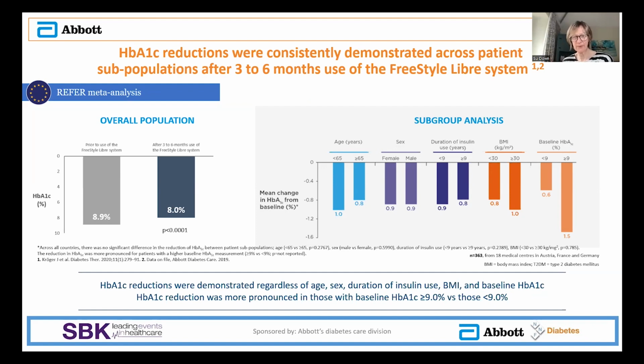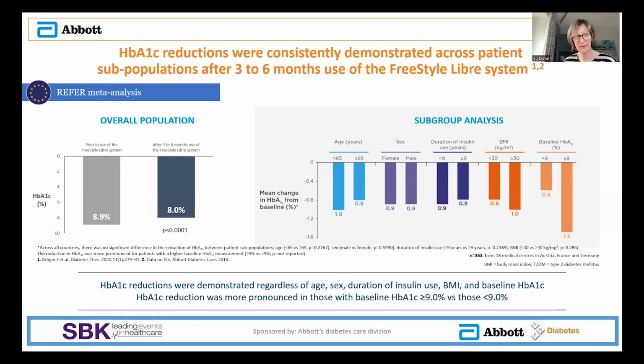It looked at people below and above the age of 65. Both groups of people improve their HbA1c from baseline. So this is not something that is just for the younger person. We could see, again, the same drop between males and females. Duration of years of insulin, whether people had been on insulin less than 9 years or more than 9 years, made no difference. Both groups of people improve their A1C.